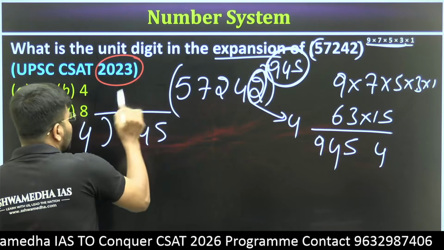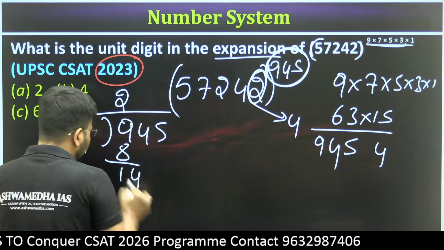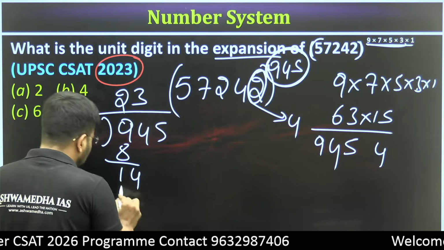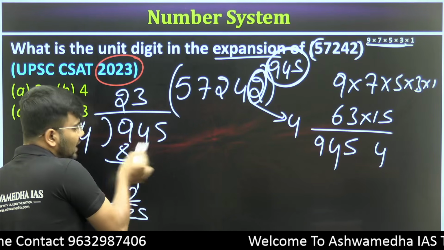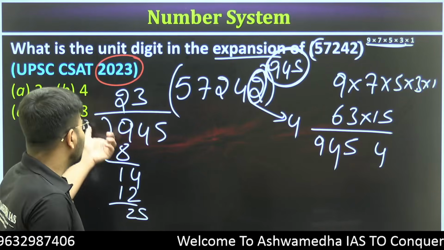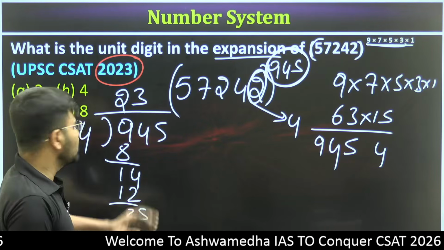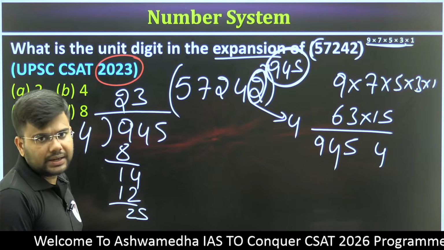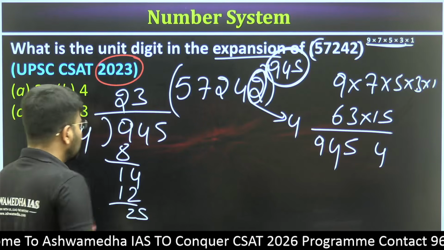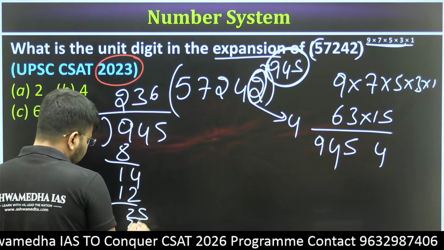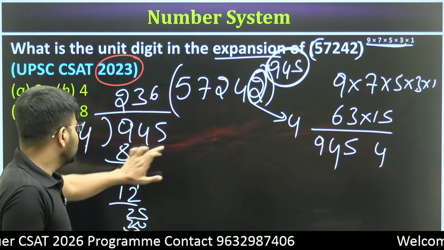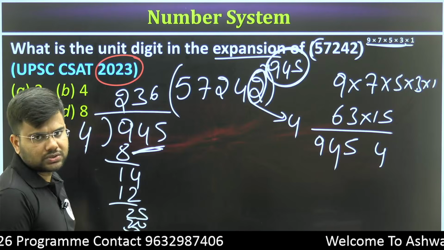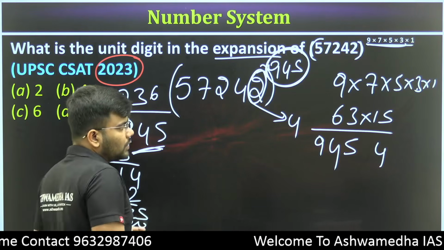So 4 2s are 8, 1 remainder 1. 4 3s are 12, 2 remainder 5. Just multiply the last 2 digits; 1 would be the remainder. But for simplification purposes, since we haven't done the divisibility check yet, I am dividing it. So 5 brought down, 4 6s are 24. To find out the remainder when you are dividing by 4, just check the last 2 digits. That would be more than sufficient. So the remainder would be 1.